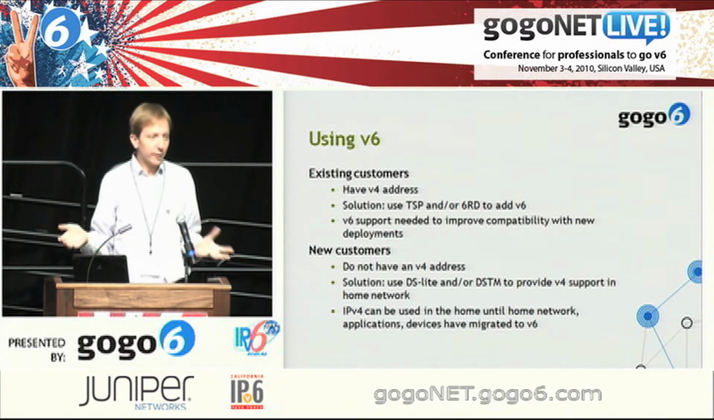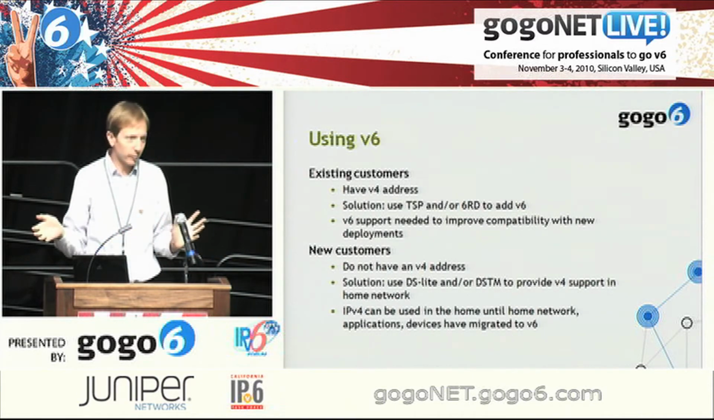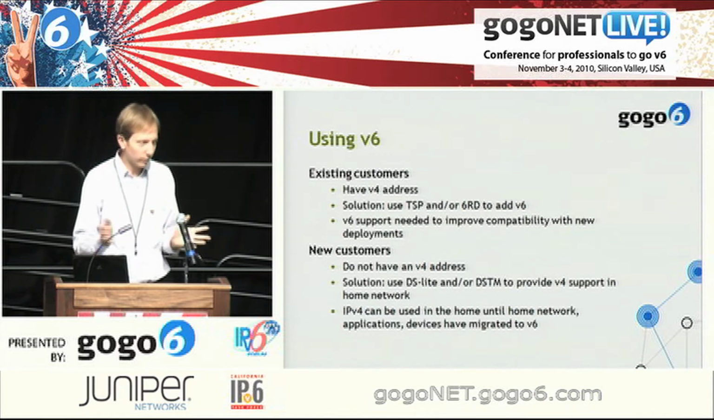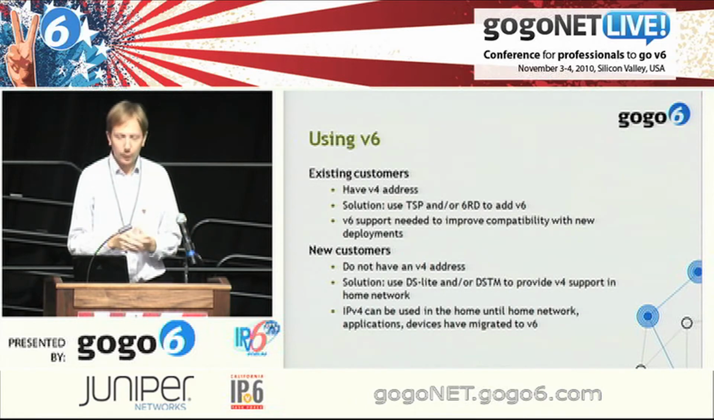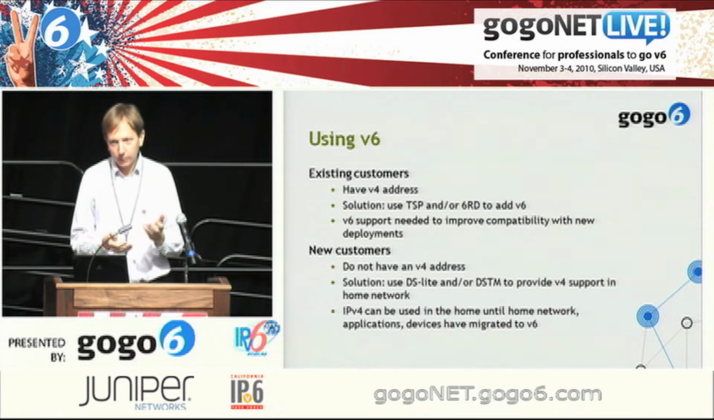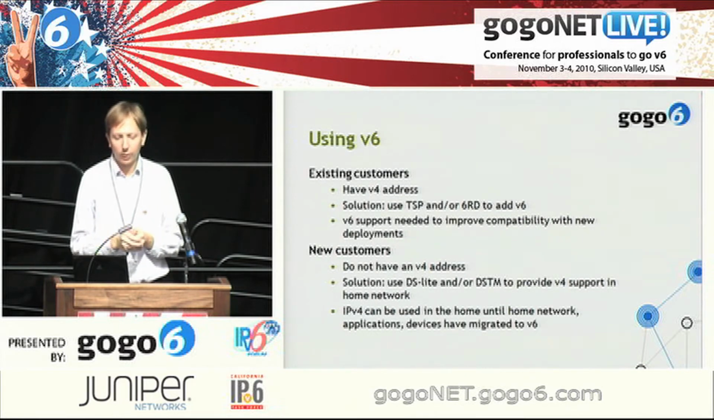We have 2 different scenarios, more or less, as I see it. We have existing customers for a broadband operator. They have a V4 address today. It's already set up. It's working. The question is more, how do I get IPv6 out to them? So the choice is TSP or 6RD to IPv6.